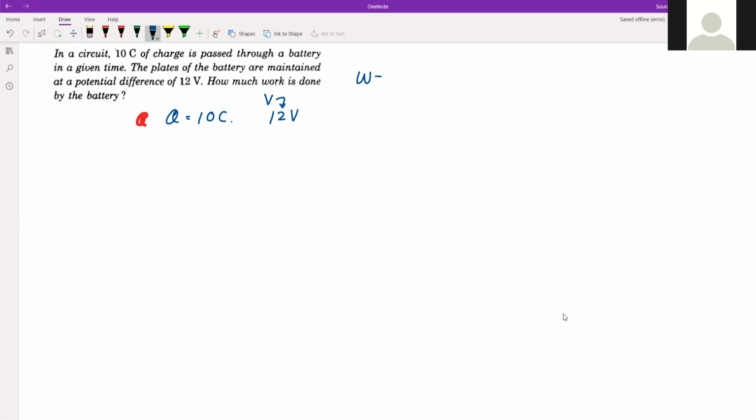Okay, so work done. The potential is equal to work done divided by Q. So that means work done is Q into V. So we just have to do that. That is 120 joules. Okay, moving to the next question. I think this was easy, and let's move to the next question.